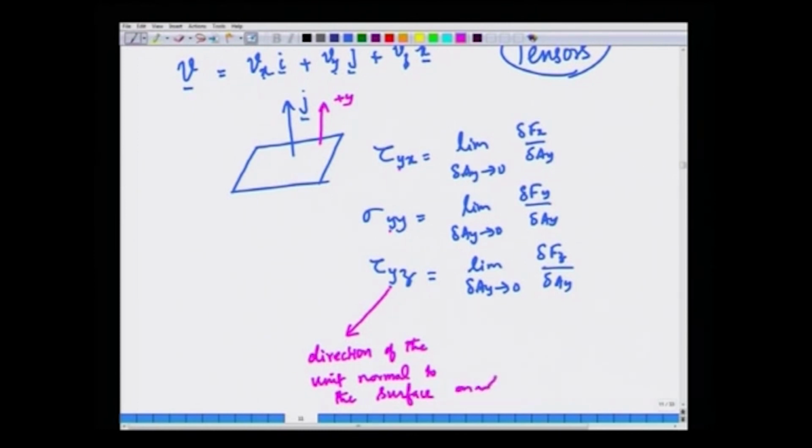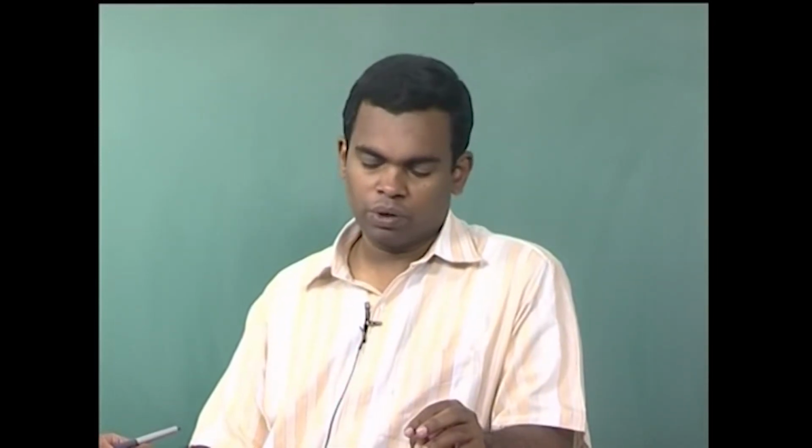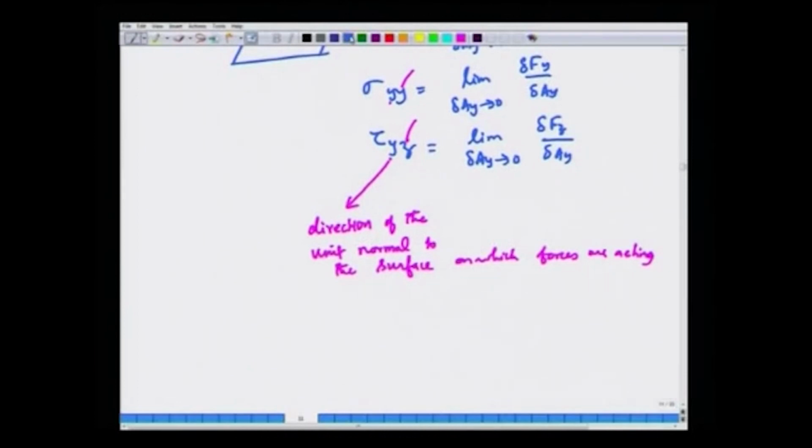On which forces are acting by the neighboring fluid, by the adjacent fluid. The second subscript tells you the direction of the force, because the force acting on a surface with a given unit normal itself need not be exactly in the direction of the unit normal or the direction perpendicular to the unit normal. It can in general act in any direction. Therefore, you need to resolve that force into 3 components. So, you have these 3 components, and you also have the force acting on the z plane.